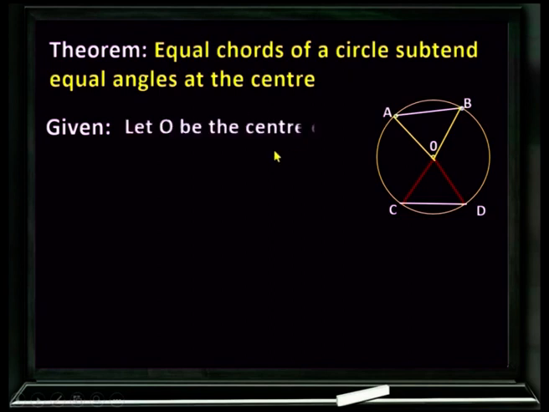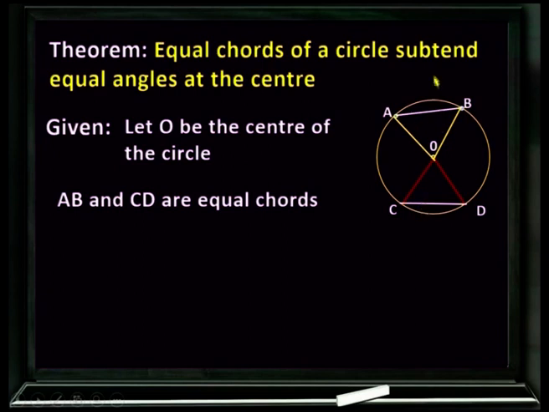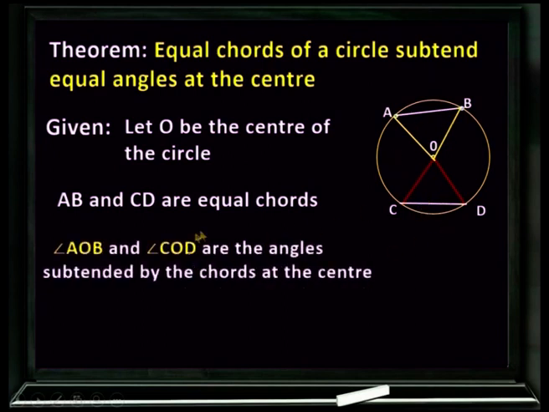What is given? Let O be the center of the circle, AB, CD are equal chords. Angles AOB, COD are the angles subtended by the chords at the center. This is AOB. AOB is called the angle subtended by chord AB at the center, and COD is the angle subtended by the chord CD at the center.